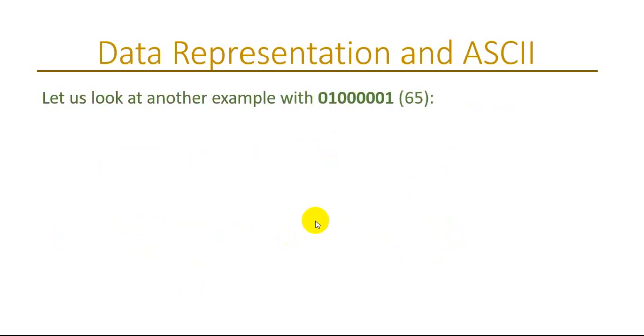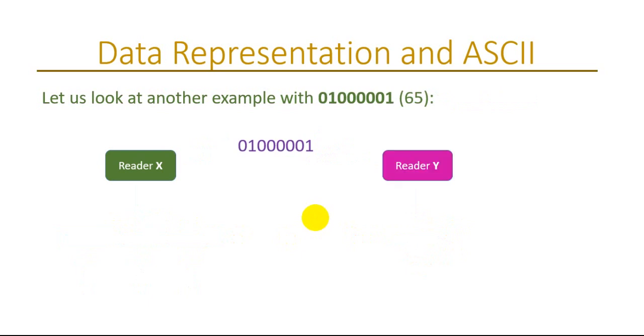Right. So now let's look at another example. This is again 65, which is capital A, as far as its ASCII is concerned. If it is a number, it will be 65. Again, two readers are reading this. He is going to read it as ASCII. He is going to read it as a binary number. So for him, it will be an A. For him, it will be the number 65. But what is in the memory is the same thing. He is reading it as ASCII, and so he gets capital A. He is reading it as a binary number, so he gets 65.